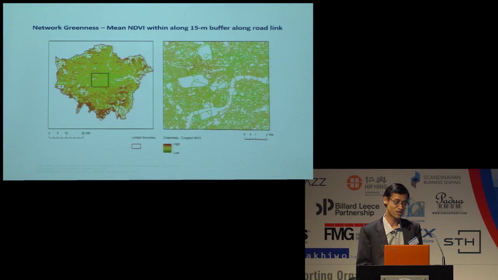This is actually the network greenness study which we are presently doing, which is measured as a buffer. There's a 15-meter buffer along each street link. So, mean NDVI 15 meters on either side of the street center line for each and every link within London.